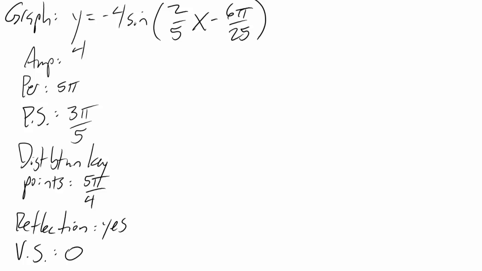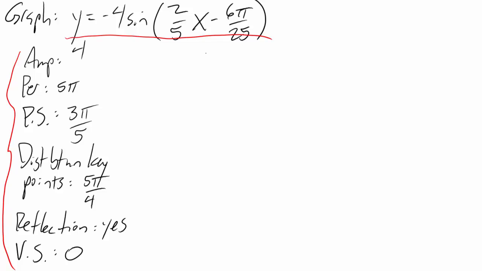Now, what I've got here is just a summary of all of the information we just went through. So we have our new and improved equation here. Y equals -4 sine of 2/5 x minus 6 pi over 25. Then down below here, we've got just our relevant data that we're going to use for the graphing: amplitude, period, phase shift, reflections, distance between key points, and vertical shift. So that all but leaves us to graph. So that's what we'll do now.